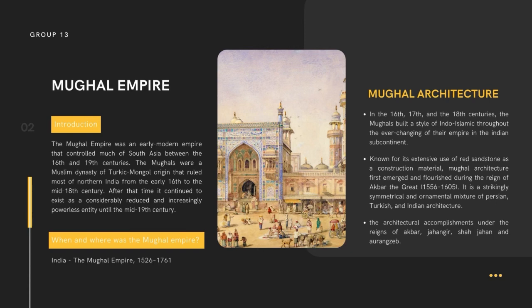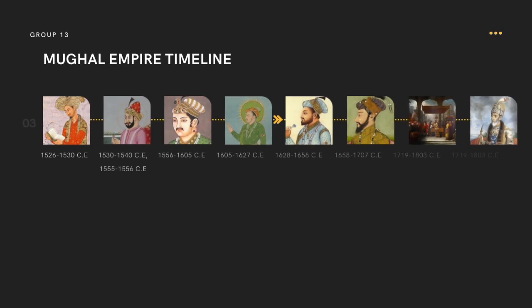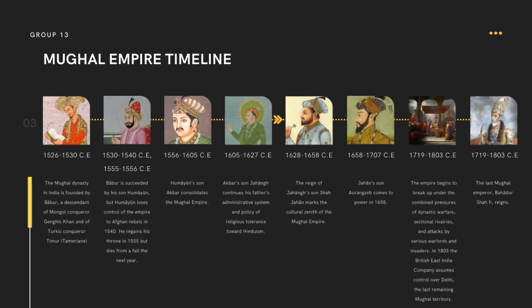The architectural accomplishments were made under the reigns of Akbar, Jahangir, Shah Jahan and Aurangzeb. Mughal Empire timeline, 1526 to 1530 Common Era. The Mughal dynasty in India is founded by Babur, a descendant of Mongol conqueror Genghis Khan and of Turkic conqueror Tamerlane.